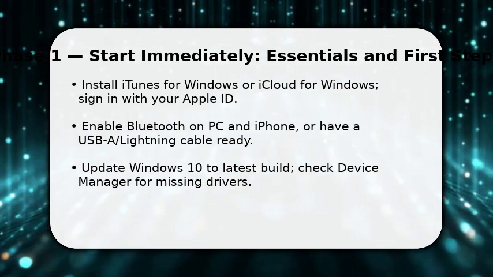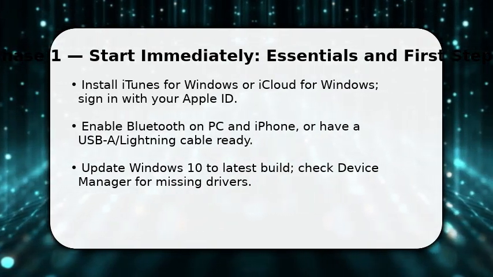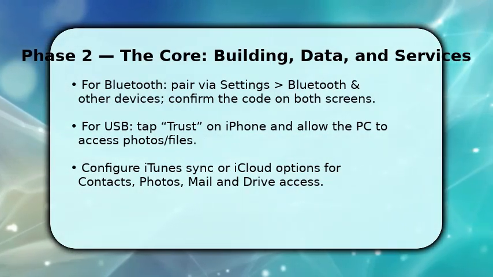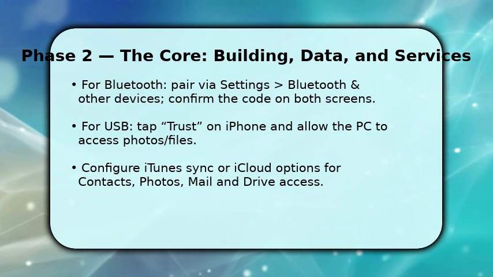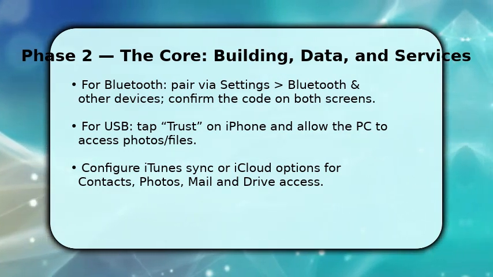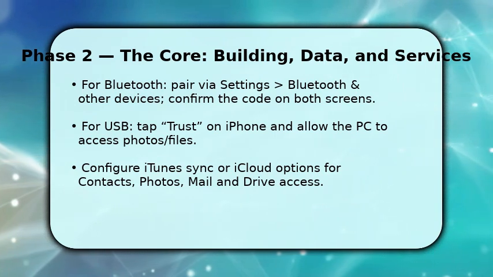Now that prerequisites are active, proceed to the actual link process so the phone and PC can exchange data securely. Next, pair and configure access depending on your chosen connection. If using Bluetooth, open Windows Settings Bluetooth and other devices, add the iPhone, and confirm the numeric code on both screens so pairing is secure.